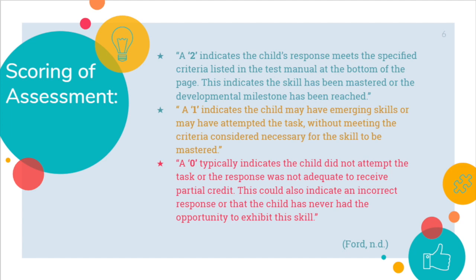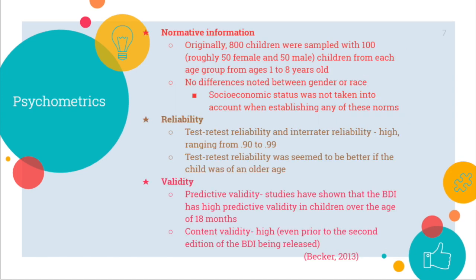A 2 indicates the child response meets the specified criteria listed in the test manual at the bottom of the page. This indicates the skill has been mastered or the developmental milestone has been reached. For the psychometrics of this assessment, there is normative information. When creating the BDI, 800 children were sampled with 100, roughly 50 female and 50 male, children from each age group from ages 1 to 8 years old.